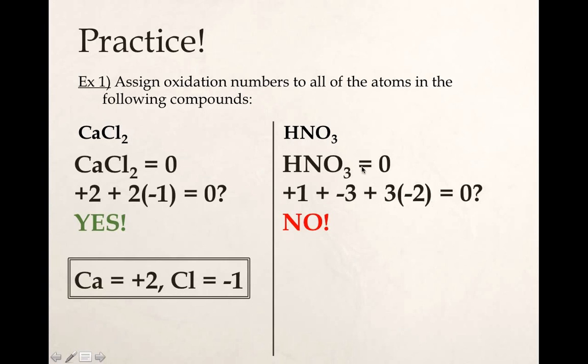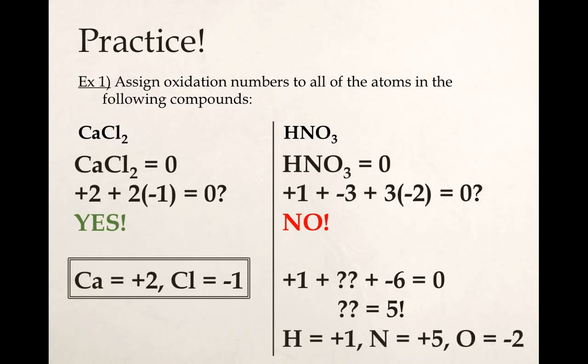So we can assume hydrogen is +1, oxygen is -2. So that means the one that we don't know about is nitrogen. So I'm going to replace nitrogen with a question mark. So +1, I don't know, and then 3 times -2 is -6, equals 0. Okay, so when we solve for that, like in algebra, solving for x, we get that it's actually 5. So that means nitrogen, even though normally is a -3, today it's acting like a +5. So our answers for the oxidation numbers: hydrogen is +1, nitrogen is +5, and oxygen is -2.